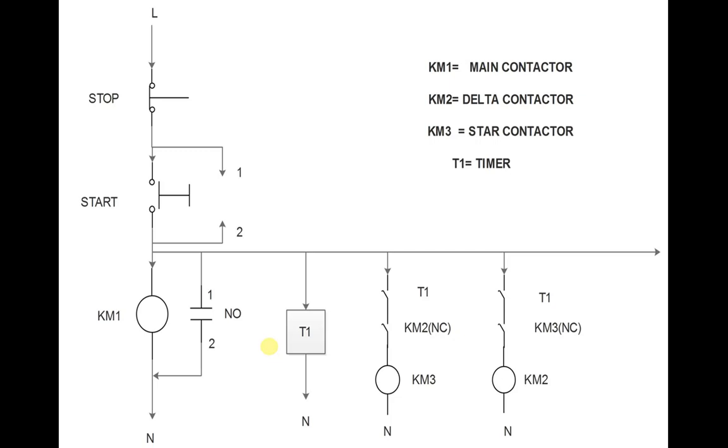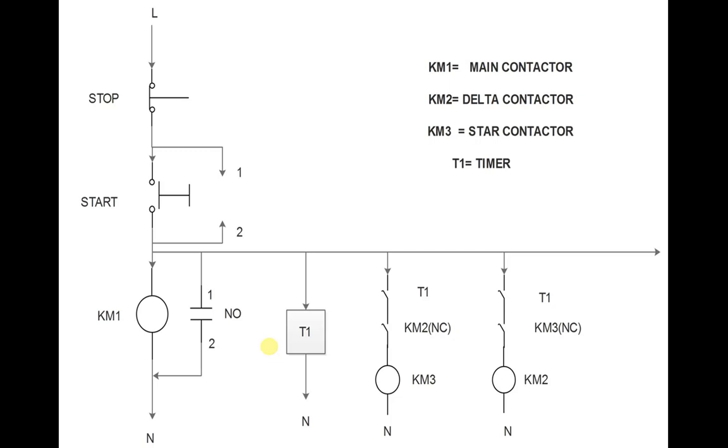As I have explained previously, first when we start the starter, the motor runs in star and then it goes to delta, so that it has a lesser torque than in delta, because in the starting of the motor we don't require that much torque. That's why we do such things. Also, this avoids losses. There is no loss in making a star delta starter.